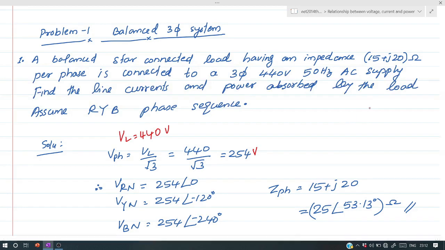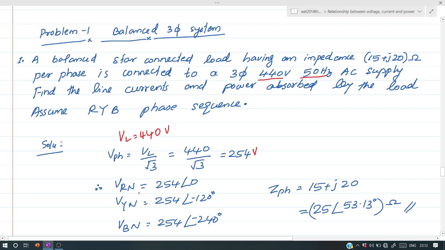Here the given parameters are: line voltage is 440 volt and supply frequency is 50 Hz. In the case of a star-connected system, the relationship between phase voltage and line voltage is VL equals root 3 times V phase, or V phase equals VL by root 3. From this, we can calculate V phase. V phase equals 440 divided by root 3, which is approximately 254 volt.